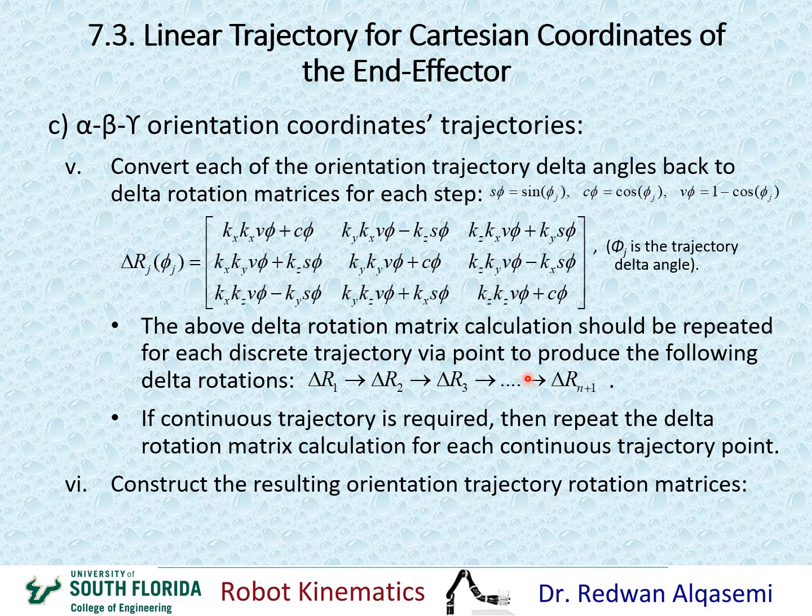Okay, and then the final step, step number 6, is construct the resulting orientation trajectory rotation matrices. So R trajectory equals R initial multiplied by delta R1, and then the next step will be R initial multiplied by delta R2, and then we keep going until we get to R initial multiplied by delta R n plus 1. Now that would be my rotation trajectory for the end effector in my Cartesian space. Okay, this is not my rotation trajectory. This is only rotation differences in my trajectory, and here I'm constructing my rotation trajectory from the initial rotation matrix to the final rotation matrix.